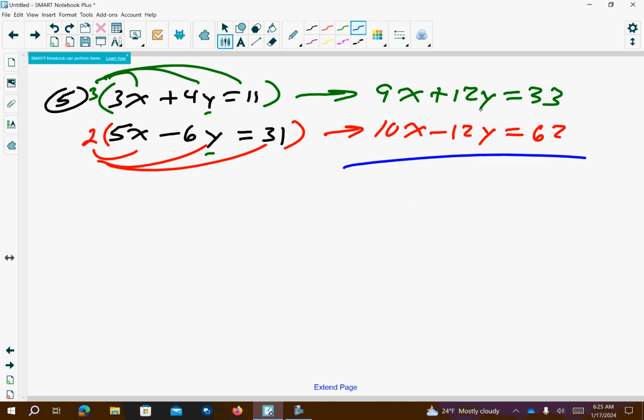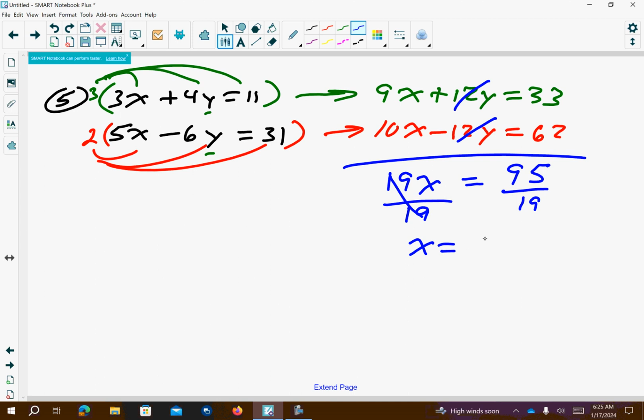Now when we add those together, the y's are going to cancel each other out, but I get 19x, because 9x plus 10x is 19x, is equal to, what is that, 95? If I divide both sides by 19, so 95 divided by 19 on a calculator, it's going to come out to be 5. So my first answer is 5. My x value of my answer is 5.